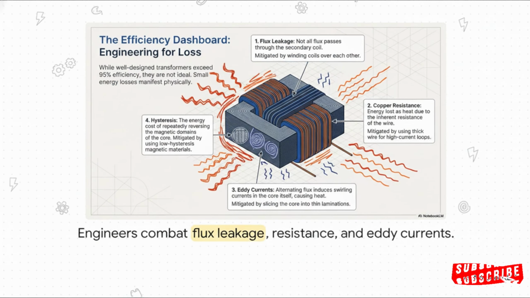But listen, while the math is perfect, physical reality is a constant, thrilling challenge. Even the absolute best transformers suffer from small energy losses that manifest as heat. Engineers have to meticulously design these giant metal beasts, fighting an ongoing battle against physics. They use thick wires for high current loops to combat copper resistance, and they actually slice the iron cores into incredibly thin laminations to stop swirling heat-generating eddy currents induced by the alternating magnetic flux. It's just an awe-inspiring effort to engineer away these physical losses.